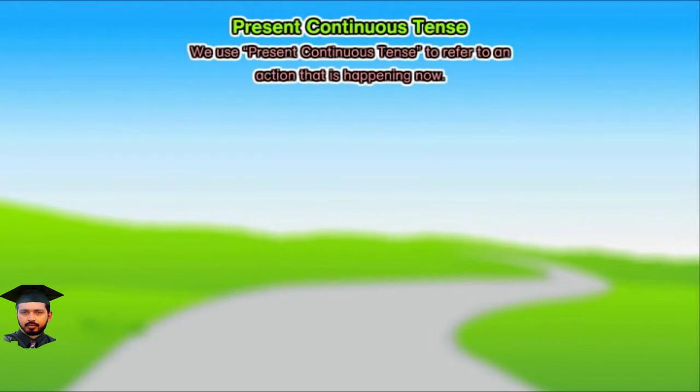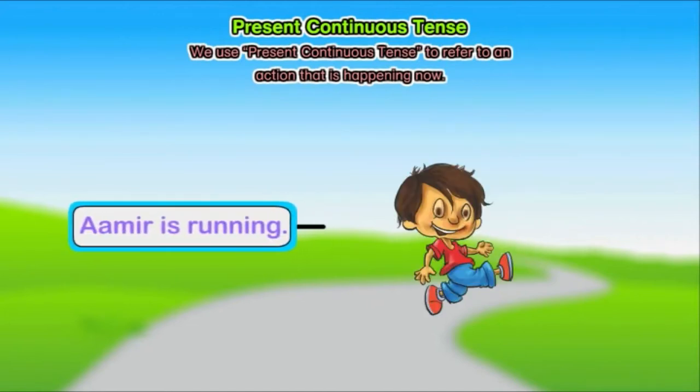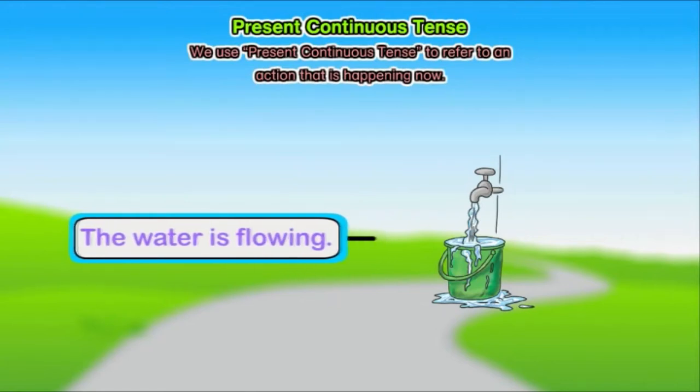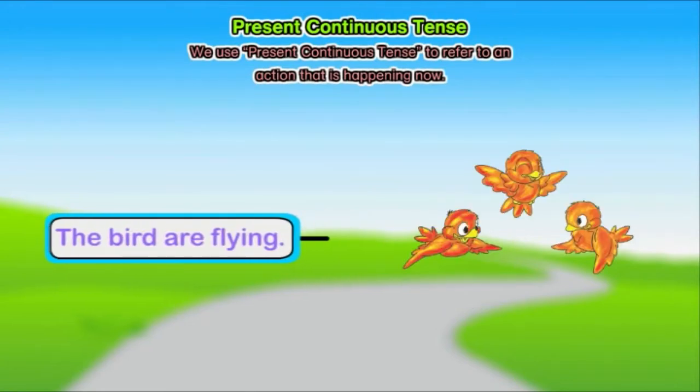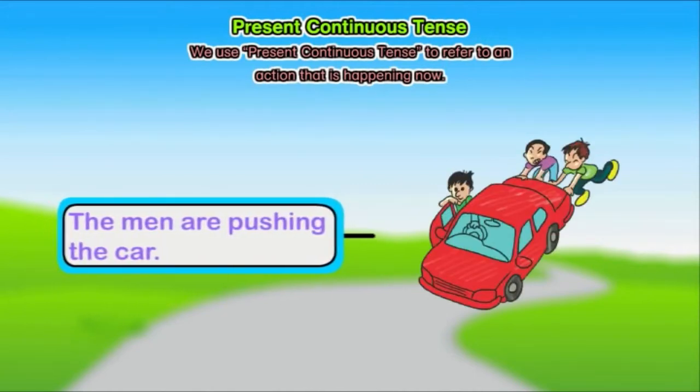Continuous tense. We use present continuous tense to refer to an action that is happening now. Nazia is singing. Amir is running. The water is flowing. The birds are flying. The men are pushing the car.